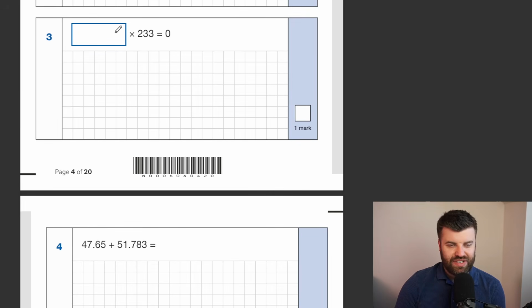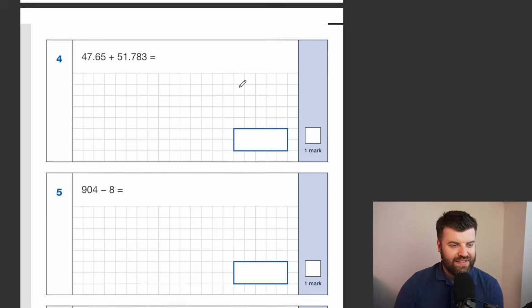I love this question. It's a different way of asking by multiplying by 0. How do I get the answer 0? By multiplying something by 233. Well, it doesn't matter what we multiply by. If we want the answer to be 0, we multiply by 0. 233 lots of nothing is still nothing. So the answer there is 0.